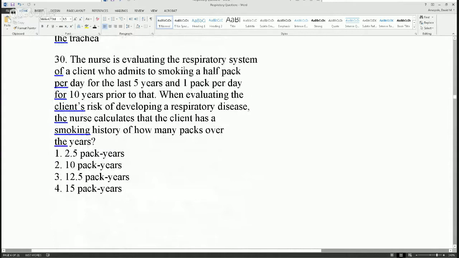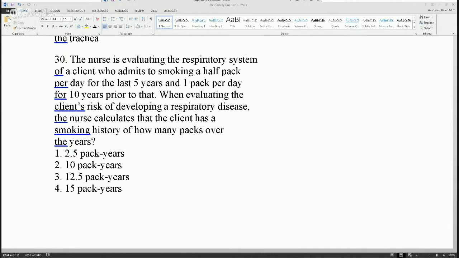Jeff, the nurse is evaluating the respiratory system of a client who admits to smoking half a pack per day for the last 5 years and 1 pack per day for 10 years prior to that. When evaluating the client's risk of developing respiratory disease, the nurse calculates the client has a smoking history of how many packs over the years? Well, a pack a day for 10 years is 10 pack years. And since it's over that, and it's a half a pack after that, that's 2.5. So it should be 12.5 pack years. Boom! You got it.